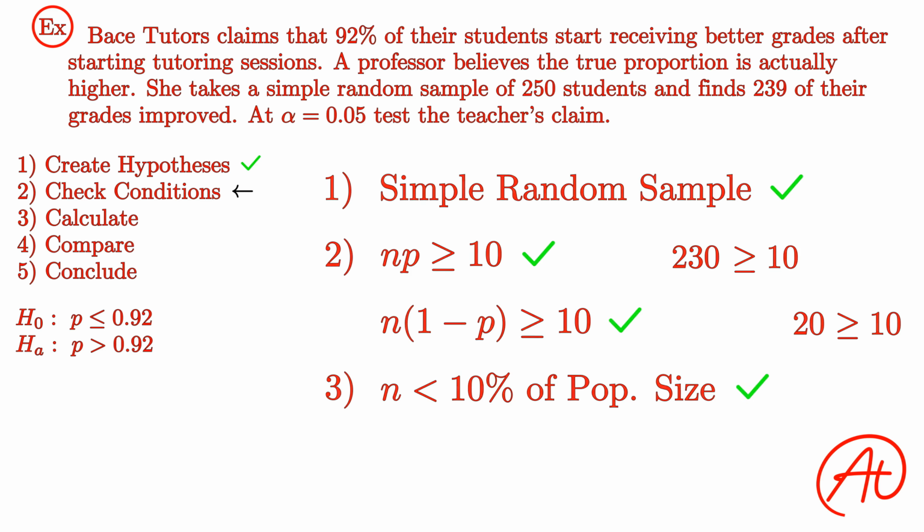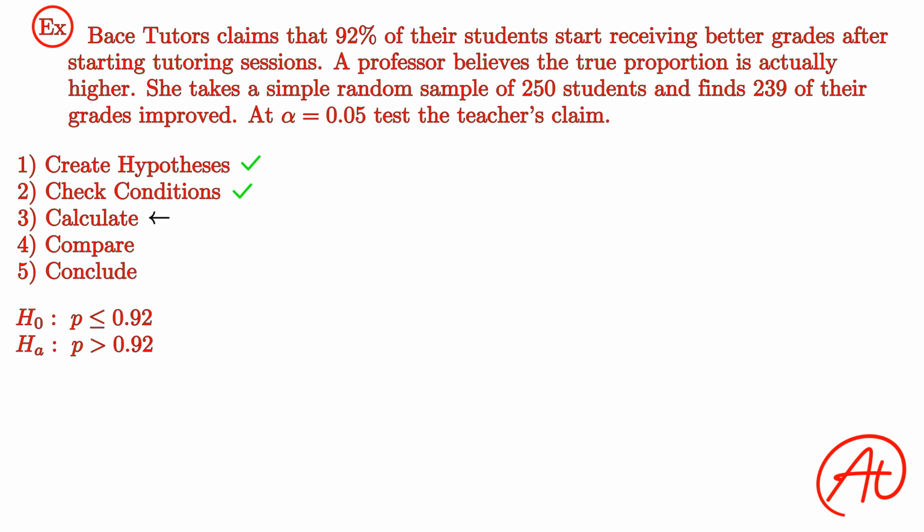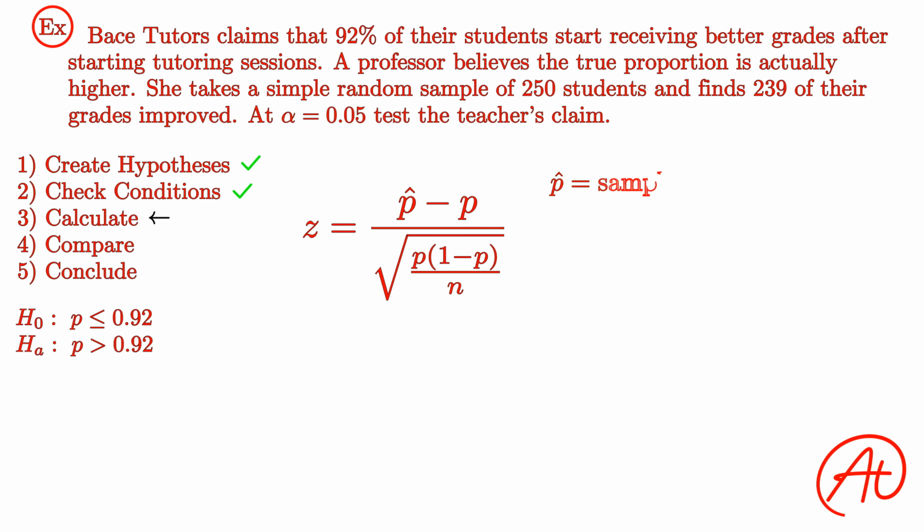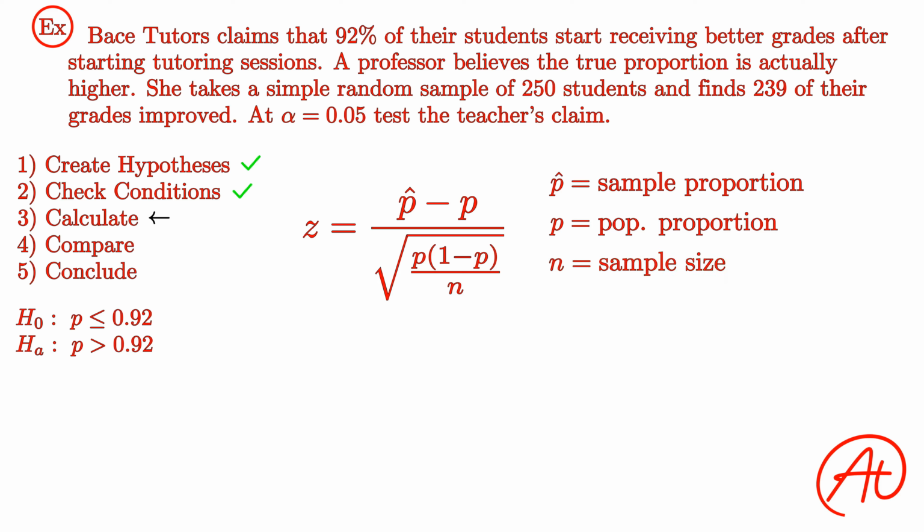Okay, now that our conditions are met, we can move on with the problem and calculate the test statistic and p-value for our sample. As a reminder, the test statistic is just the standardized value associated with our sample data, in our case, the sample proportion. Since this is a one-sample z-test, and we are using a normal distribution, our test statistic is a z-statistic. The formula for z for a one-sample z-test for proportions is z equals p hat minus p, all divided by the square root of p times 1 minus p divided by n, where p hat is our sample proportion, p is our assumed population proportion, and n is our sample size.